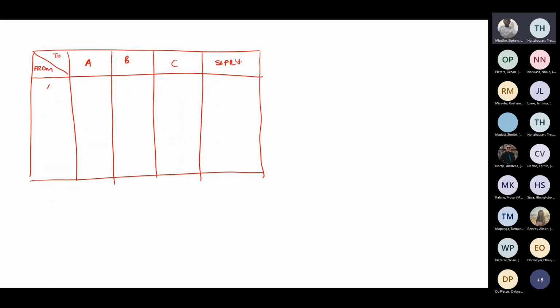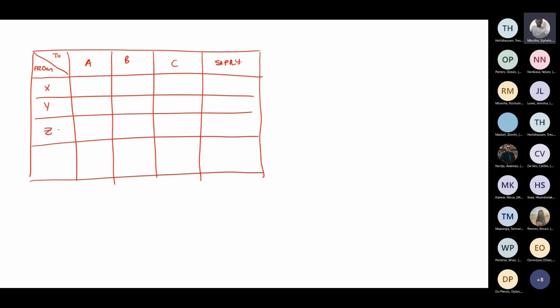And then we have the from, and I'm just going to do X, Y, Z here because we don't really care about that either. And then we have our demand over here. And then we'd have 300, 200, 200, and then the 700 and 700.